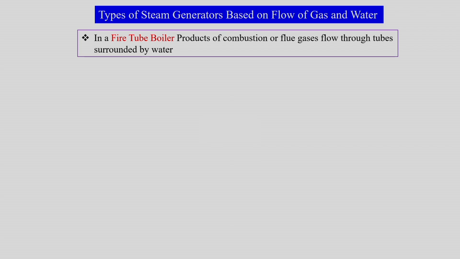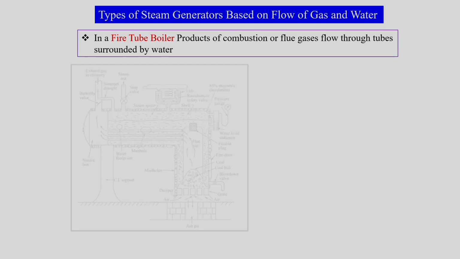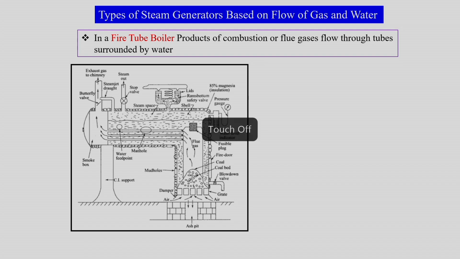In this type we have first the fire tube boiler. Here products of combustion or flue gases flow through the tubes surrounded by water body. This is an example where we can see that there is coal, and this coal is getting burnt, and then this fire will pass through the tubes.